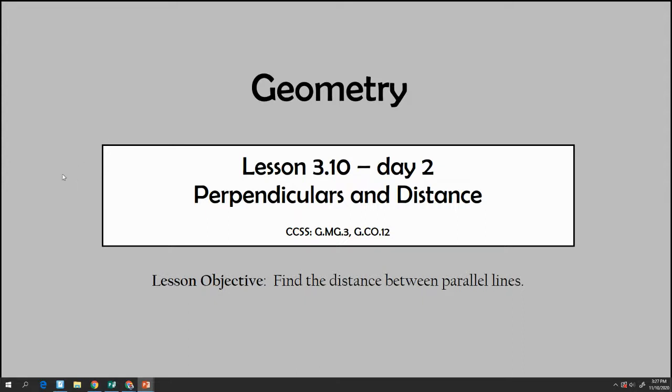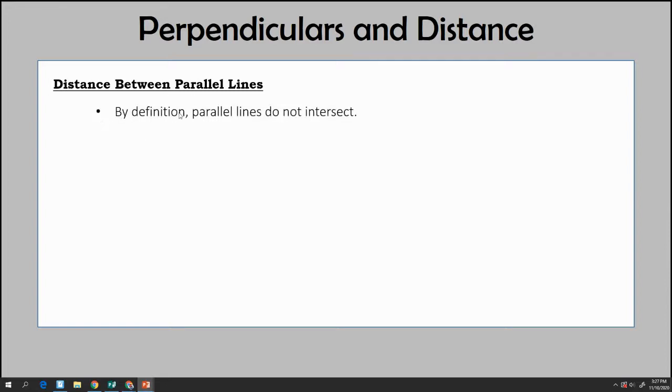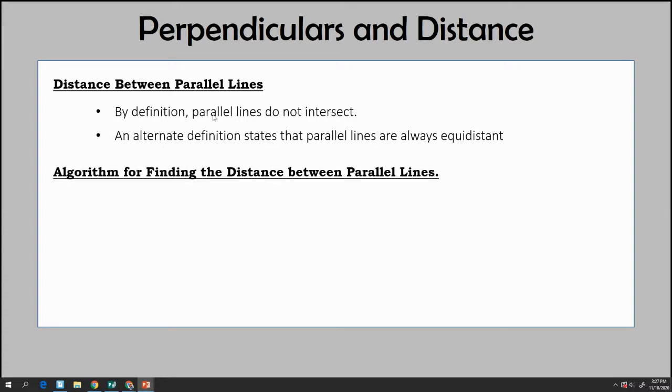Today's algorithm is a little bit different, but uses a lot of the same concepts as we try to find the distance between two parallel lines. So the distance between parallel lines: by definition, parallel lines are lines in the same plane that do not intersect. You could also say that they are lines that are an equal distance apart. So two parallel lines remain an equal distance apart infinitely. No matter where you measure it, those two lines are the same distance apart. Remember also, parallel lines have the same slope.